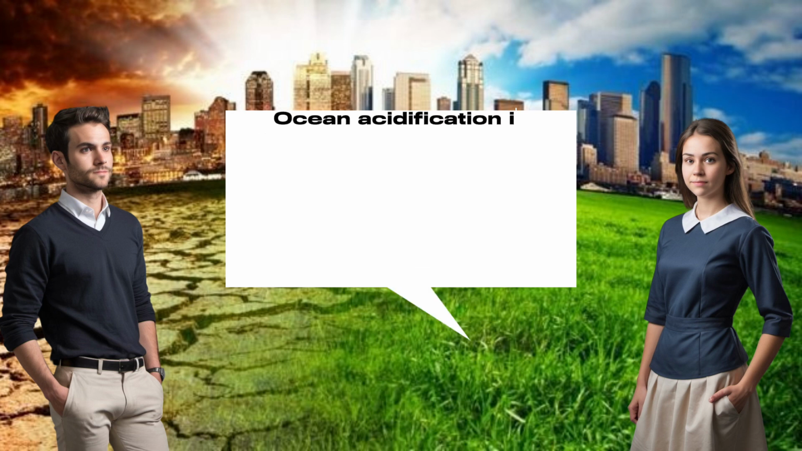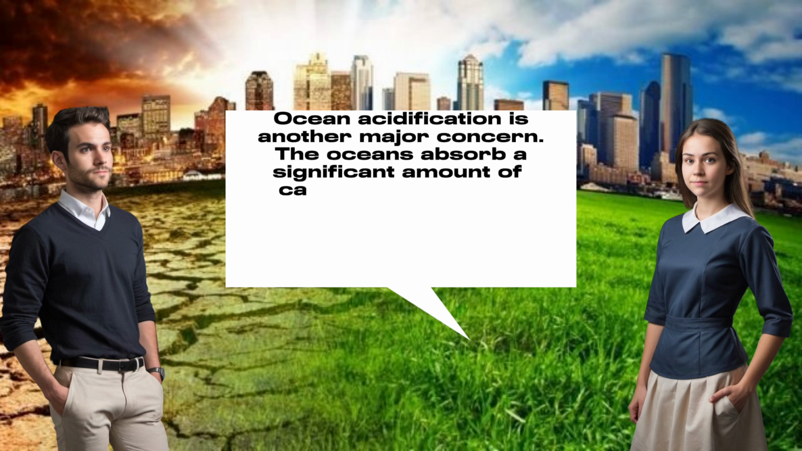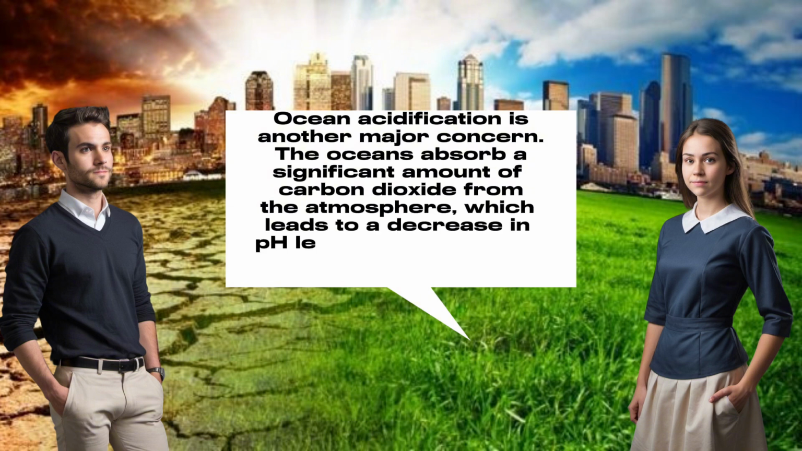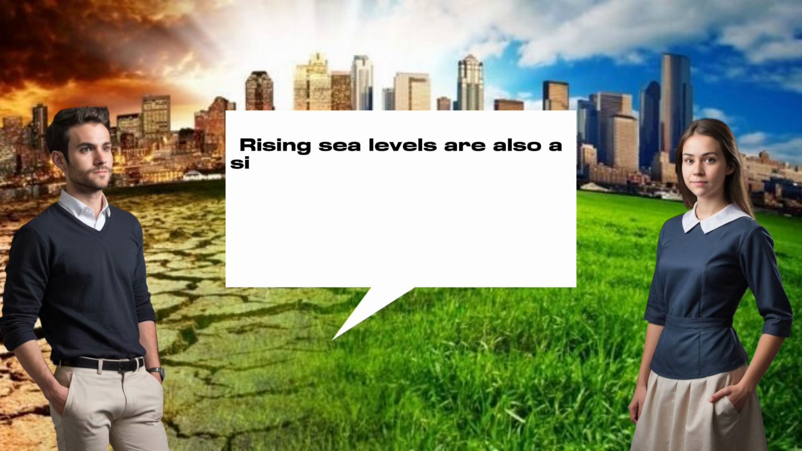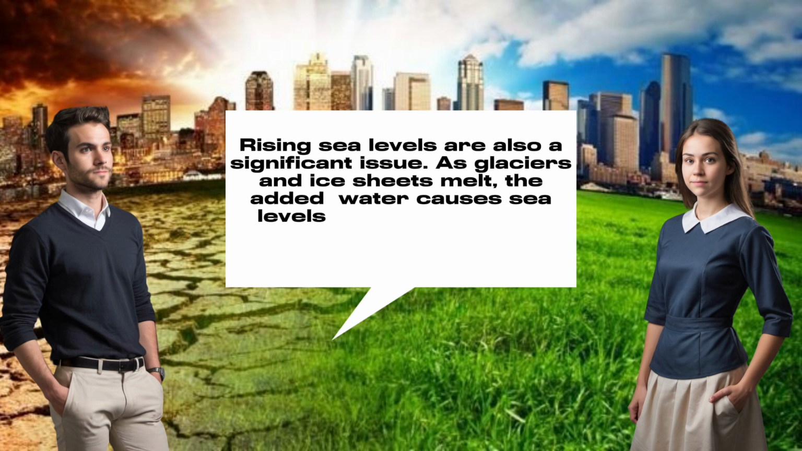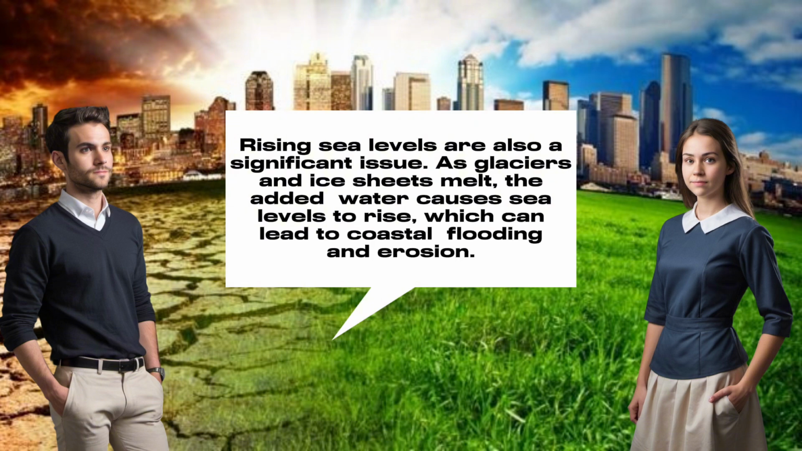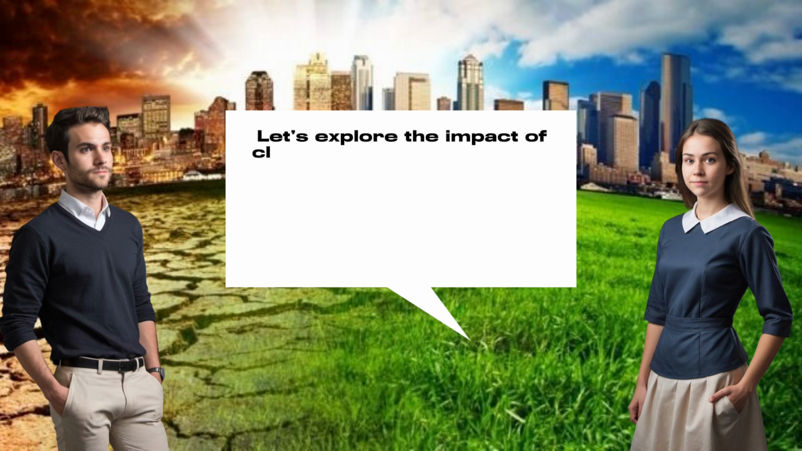Ocean acidification is another major concern. The oceans absorb a significant amount of carbon dioxide from the atmosphere, which leads to a decrease in pH levels. This can harm marine life, such as coral reefs and shellfish. Rising sea levels are also a significant issue. As glaciers and ice sheets melt, the added water causes sea levels to rise, which can lead to coastal flooding and erosion.